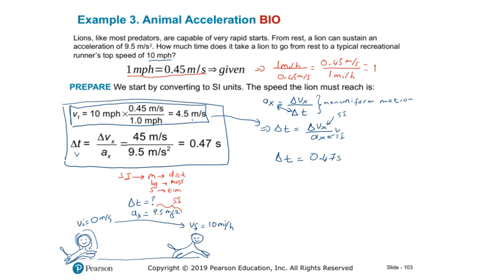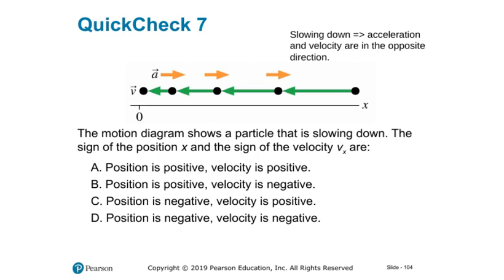So first of all, I'm going to convert my speed. Here it is done. It ends up being 4.5 meters per second. Insert it in here. I already know my A as well, and calculate my delta T. 0.47 seconds. So it took this line 0.47 seconds to reach that speed and catch that prey.